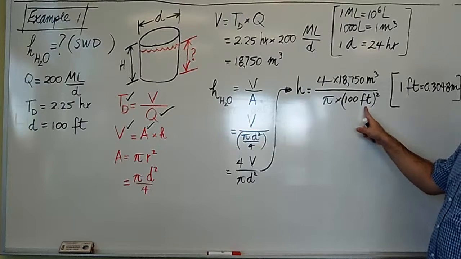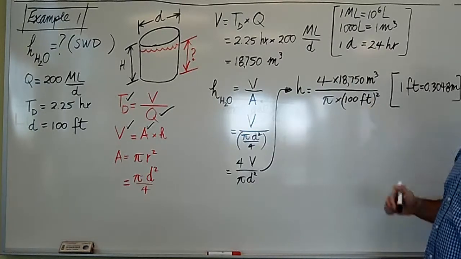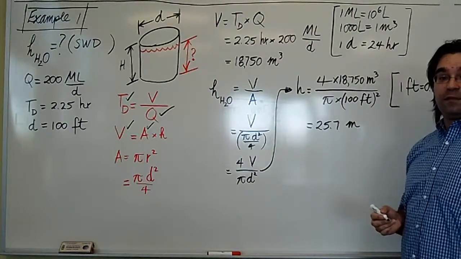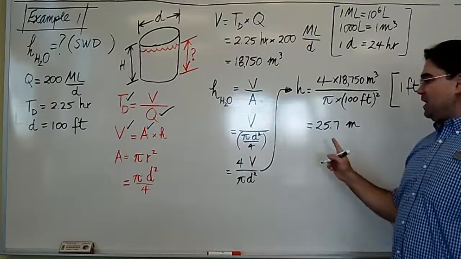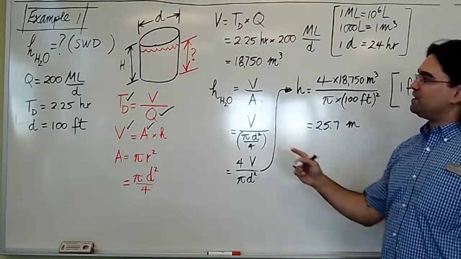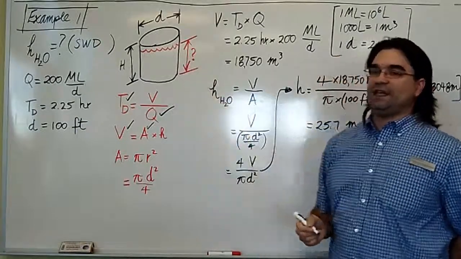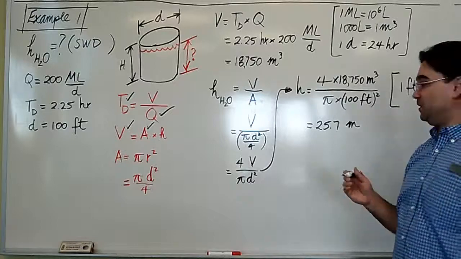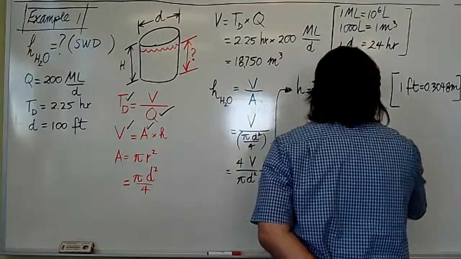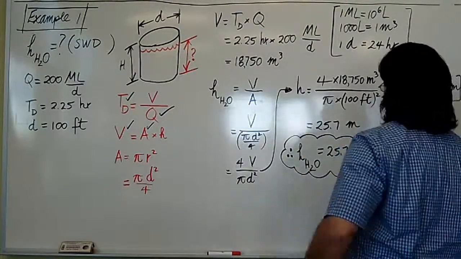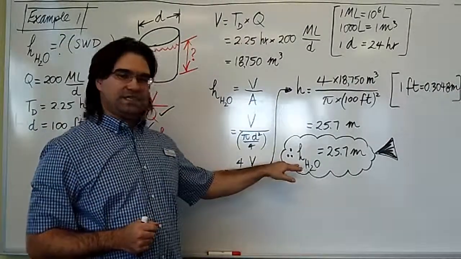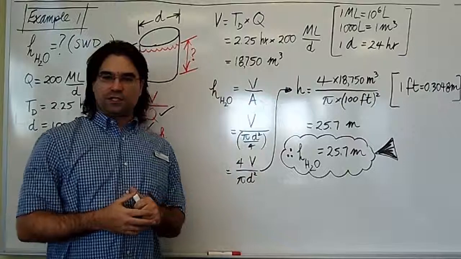So if I convert this properly from feet to meters, I get 25.7 meters. I've calculated what I was looking for, that is, what is the height of water in a tank. I'm left with only providing a concluding statement. Voila. The height of water in this tank is 25.7 meters.